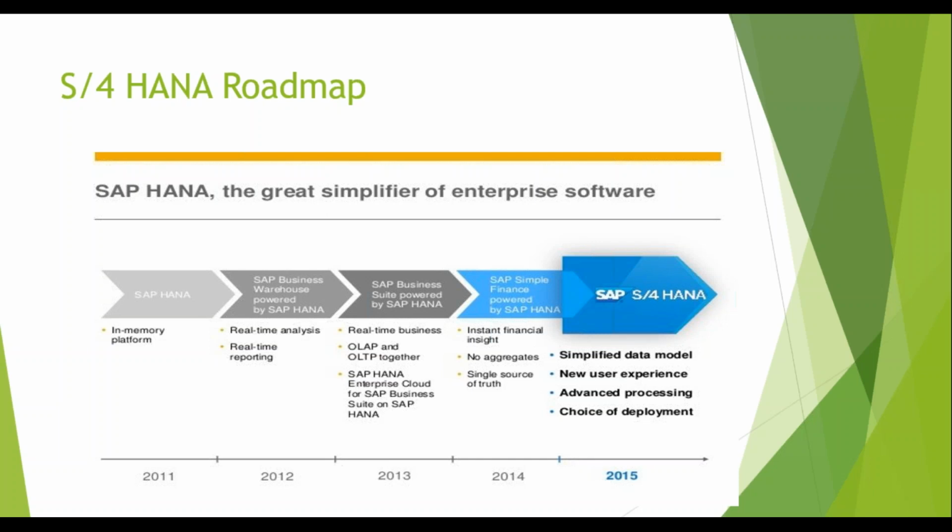As I told you, in 1511 the concentration was on simplifications of MM, SD and PP. So in 1610, we are also talking about some of the simplifications available in APO, some of the simplifications available in EWM. These things were not available in 1511. So 1511 was concentrating on the core functionalities. But yes, logistics simplifications were available starting with 1511.